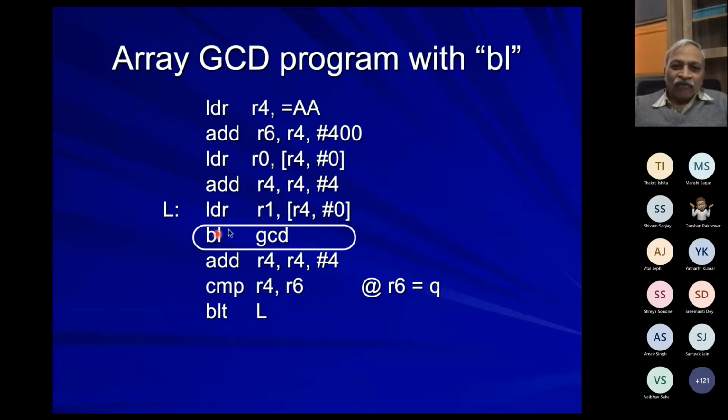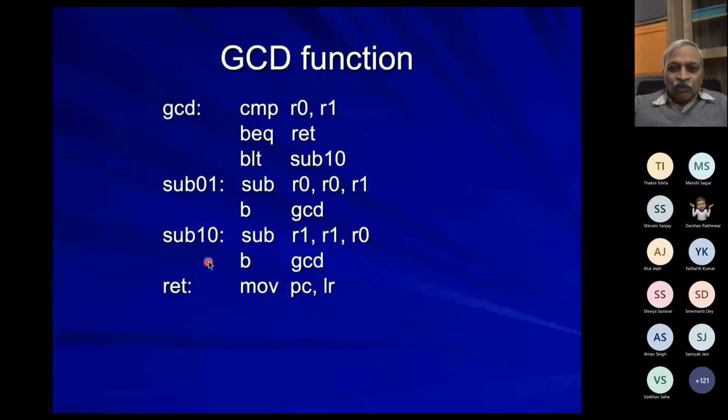So we made a call from this point. This BL instruction will cause the address of the next instruction to be saved in LR. So move PC, LR, you can read this as branch to the address which is saved in LR. So when you move something to PC, basically you are branching to some location, some address.